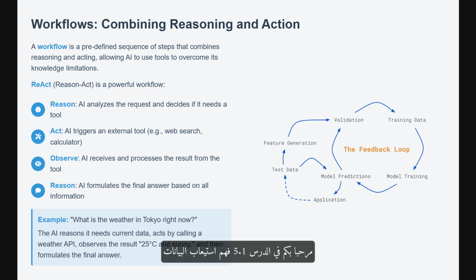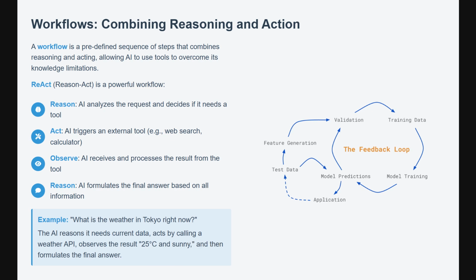Welcome to Lesson 5.1, Understanding Data Ingestion. Think of a chef preparing a meal. They have ingredients from many sources: fresh vegetables from the garden, real-time data; spices from the pantry, stored knowledge; and the customer's specific order, the user query. The chef must gather, or ingest, all these different types of information. An AI is just like this chef.